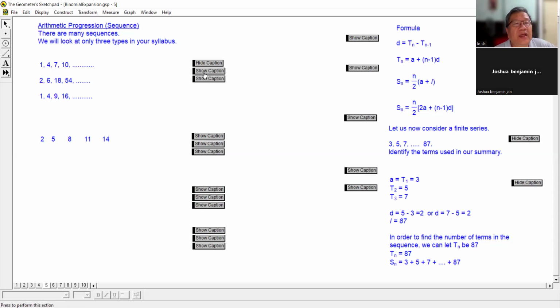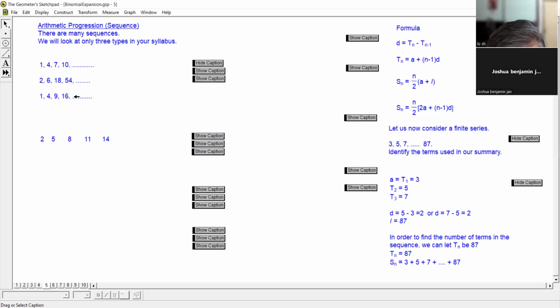Okay, so next thing. Can you predict what is the next number here? 1, 4, 7, 10, then next one? 13. Correct, it's 13. Then this one? 2, 6, 18, 54. 162. Okay. So this one, 1, 4, 9, 16.